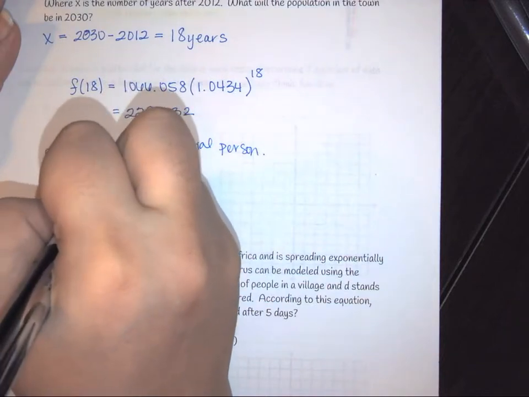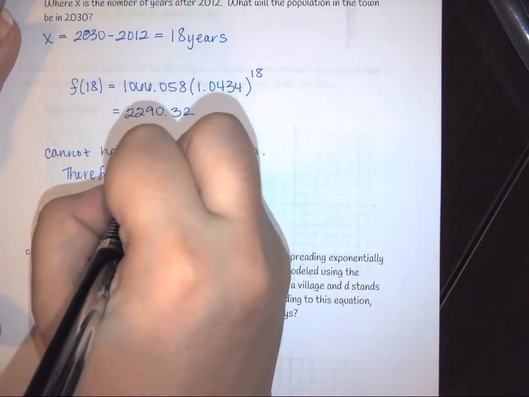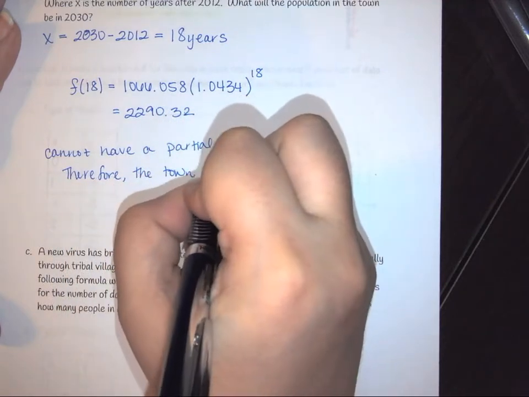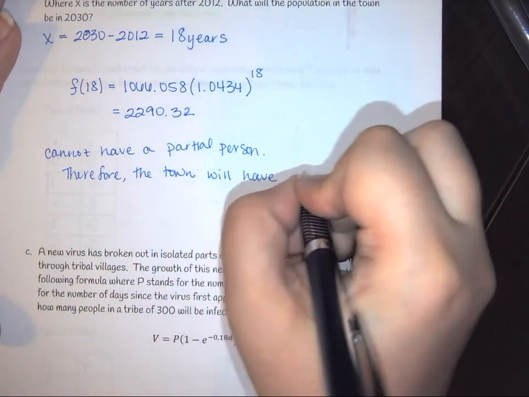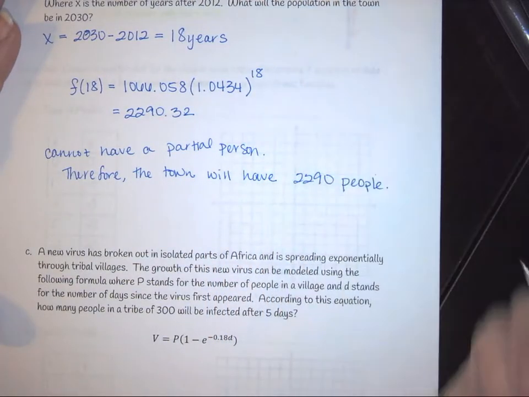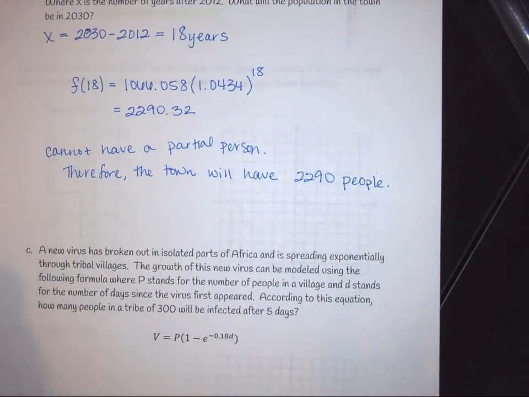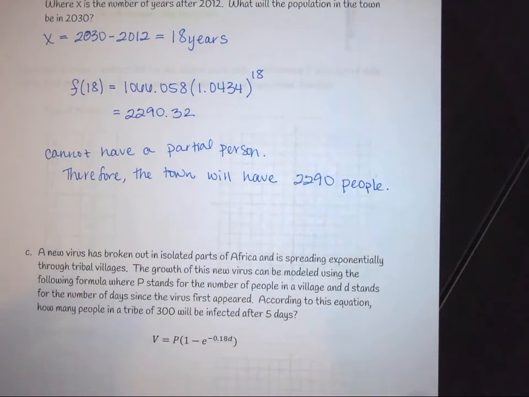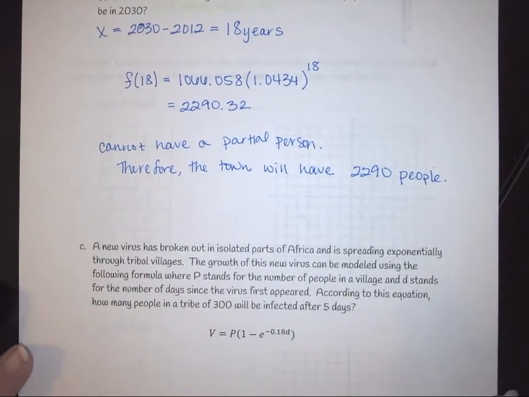Therefore, the town will have 2290 people. Okay. So when you're working with populations, you do need to keep a little bit of logic in mind, and that for the most part, you don't have part of a person. And so when we're talking about population of a town, we are talking about actual people, therefore the whole numbers. We also don't usually round up a person. You generally round down to your whole number.